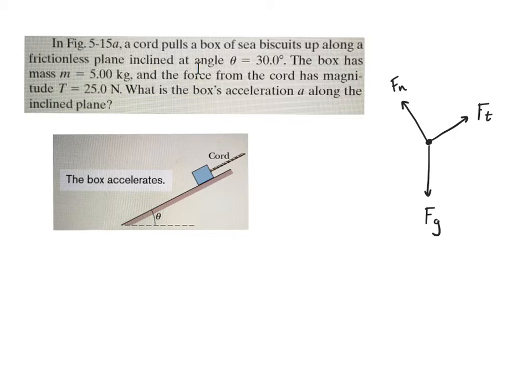I start by tilting my axes. So let's go ahead and call this the Y direction, and let's call this the X direction. Traditionally, down the ramp is considered the positive X direction. So not only are you tilting your axis, but you're kind of flipping your X-axis. For the X direction, we're going to consider down the ramp to be positive and up the ramp to be negative.